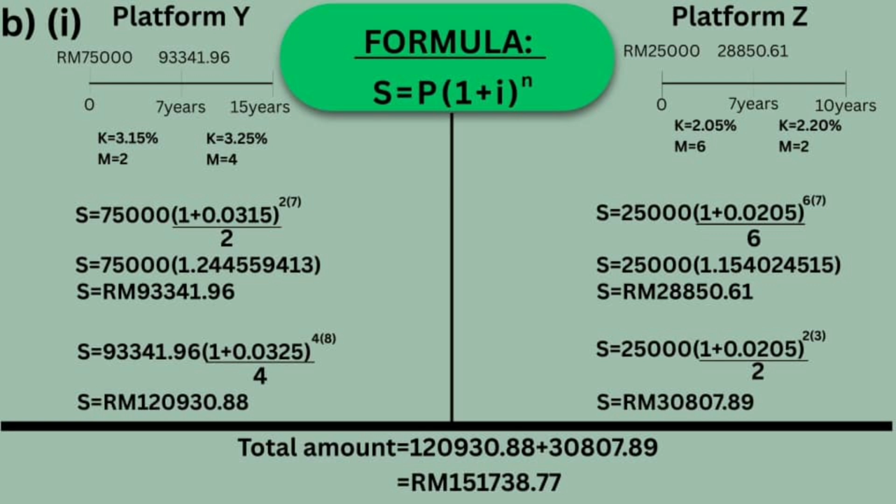For question B, we need to calculate the first 84 months accumulated amount to get the principal for the next period. After that, use the 84-month amount to calculate the final accumulated amount like this, and then combine both final accumulated amounts to get the final answer. This is the final answer, 151,738 ringgit and 77 cents.